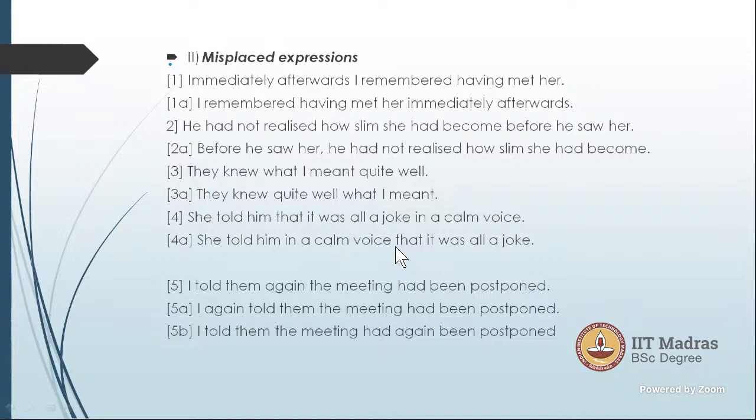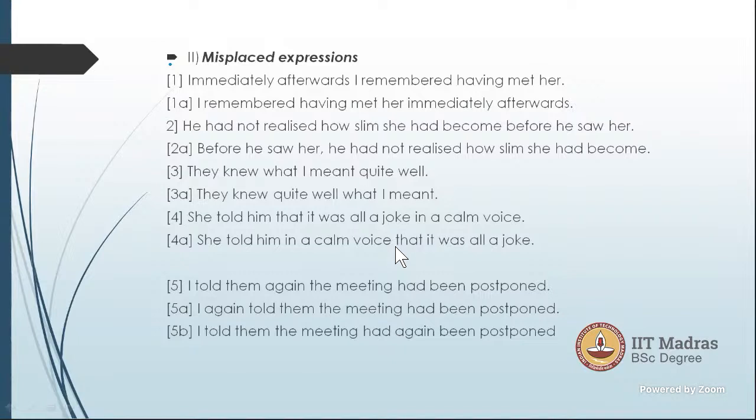All right. Now, if I move on, look at the fifth set of sentences. I told them again the meeting had been postponed. I again told them the meeting had been postponed. I told them the meeting had again been postponed. Now both of them are correct sentences. Guys, ignore it if you find a missing full stop or comma in places. This can happen while you type. So leave that aside, but the rest is okay. Both the sentences 5A and 5B are right. But what's the difference?